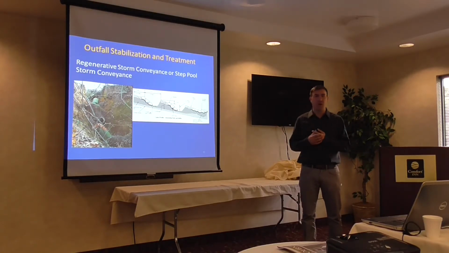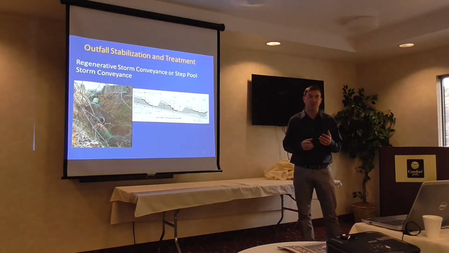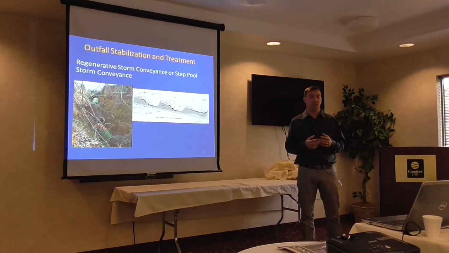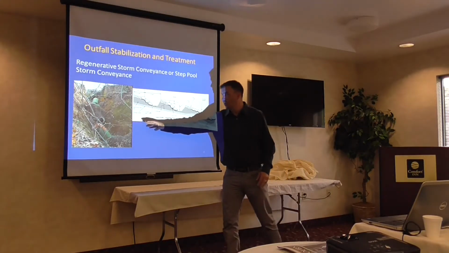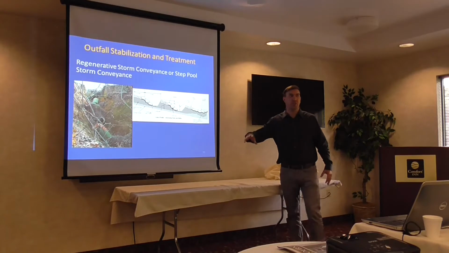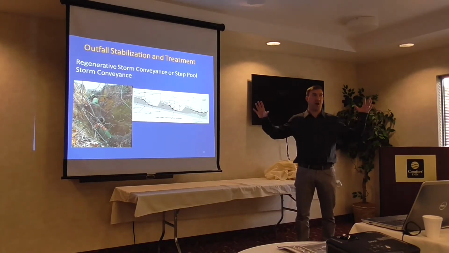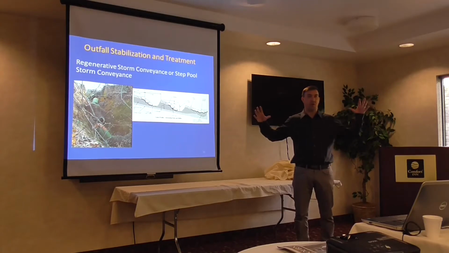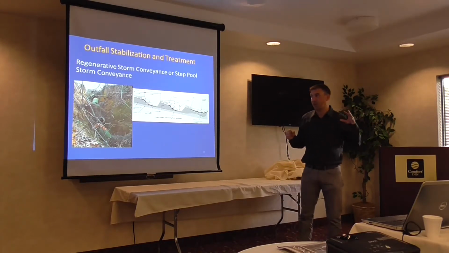Another one that's out there that we've done a little bit of in Pennsylvania, I've seen a little bit of, certainly is very popular in Maryland, is this regenerative stormwater conveyance or step pool storm conveyance. And this is typically employed in situations just like this, where you have an outfall that's basically blowing out a hillside, or blowing out a whole chunk of land before it gets to the stream channel.